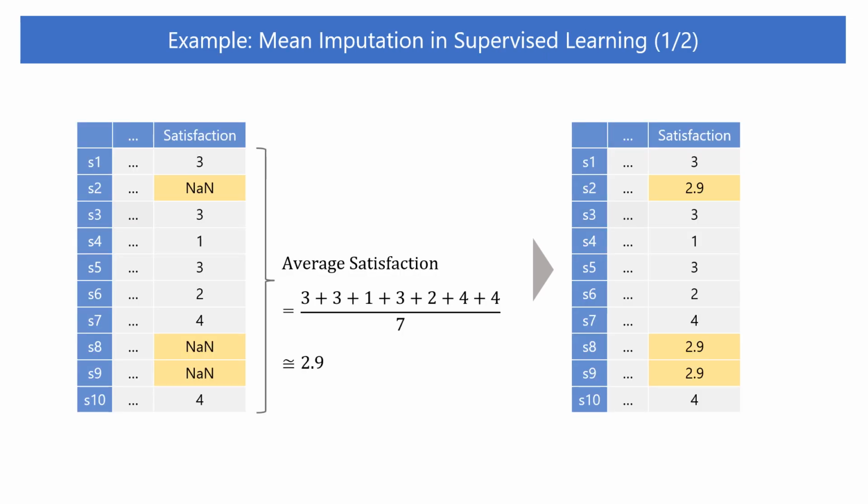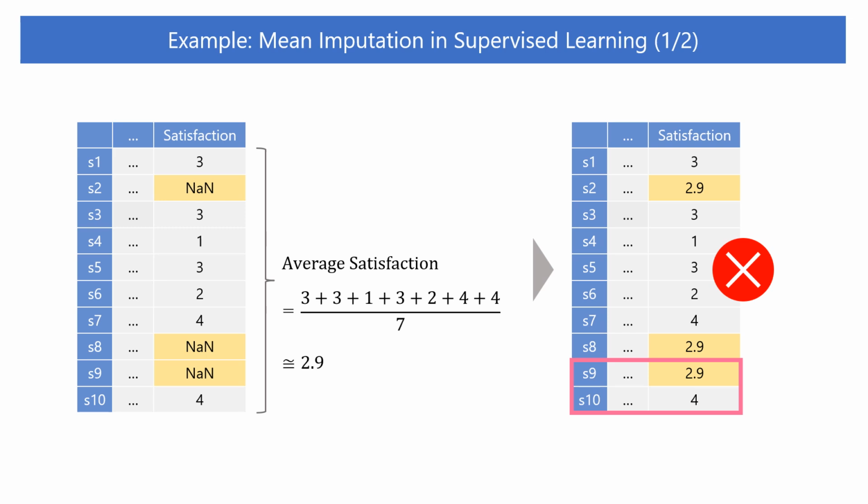Let's look at a simple example of mean imputation. For simplicity, let's focus on just one variable, satisfaction level. There are three missing values. First, let's look at the erroneous example. We calculate the average value for the entire dataset. We then use this average value to impute the missing data. This method is inappropriate.